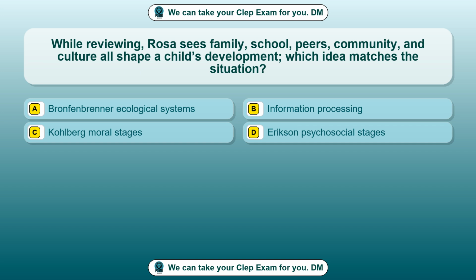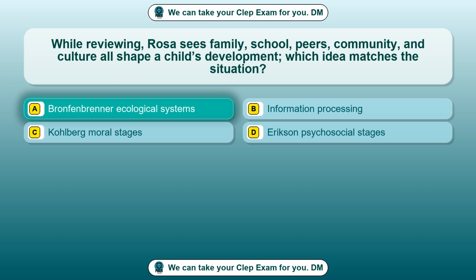Question 83. While reviewing, Rosa sees family, school, peers, community, and culture all shape a child's development. Which idea matches the situation? Option A, Bronfenbrenner ecological systems. Option B, information processing. Option C, Kohlberg moral stages. Option D, Erikson psychosocial stages. The correct answer is option A, Bronfenbrenner ecological systems.